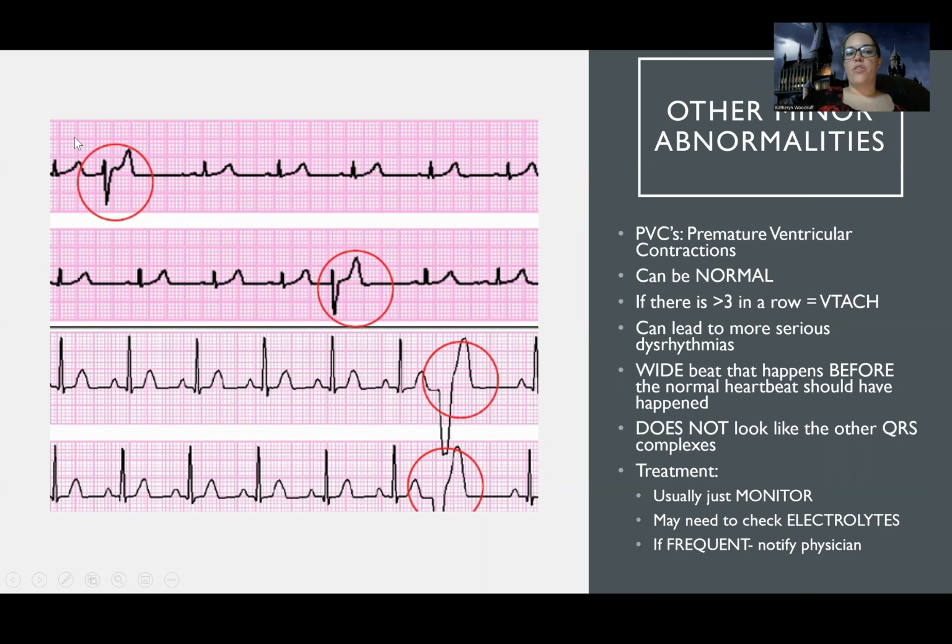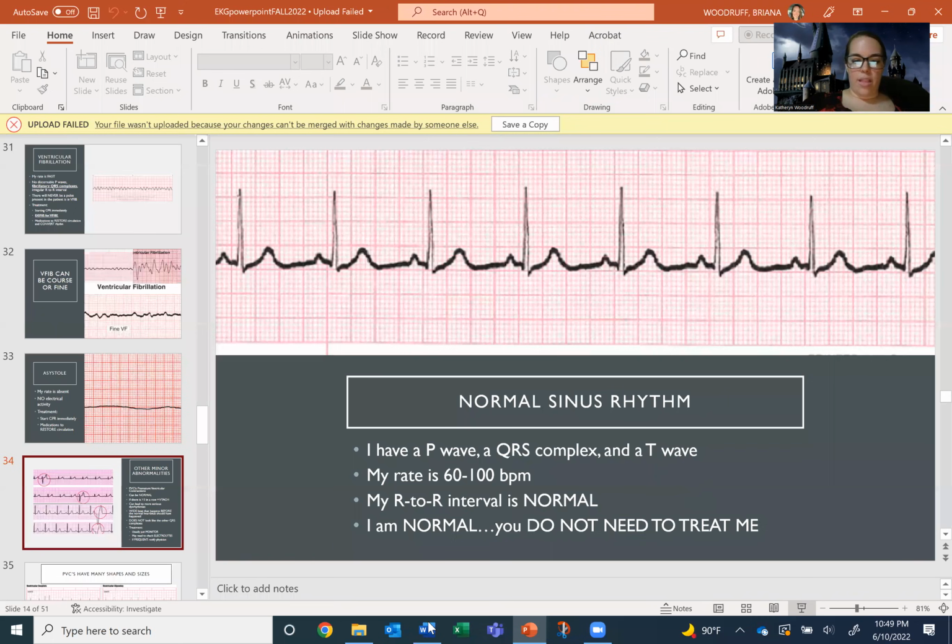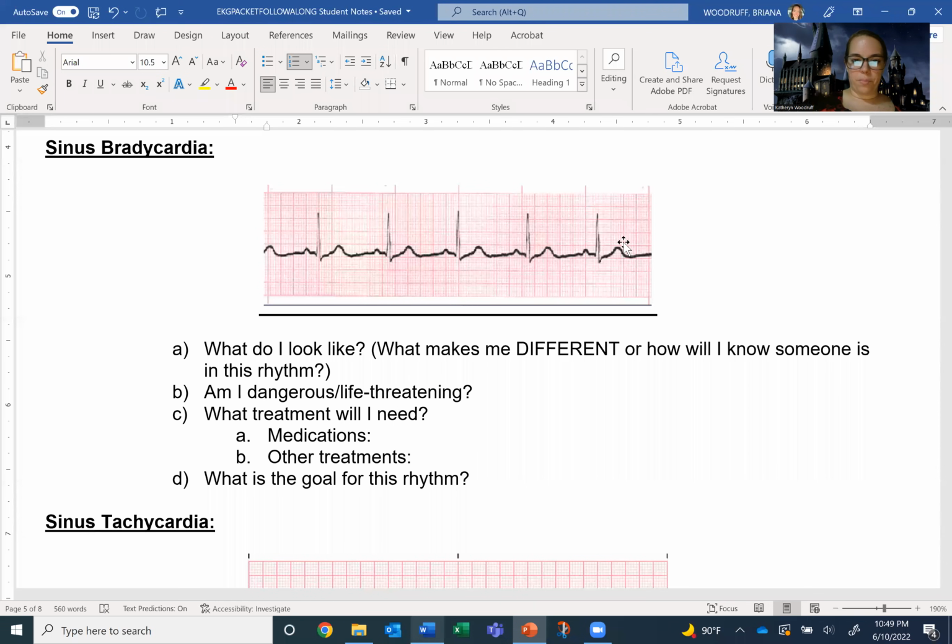And we can always tell that they're different because they're a wide beat. So look at them compared to the other ones. See how they're wide compared to the other ones? They're not going to look like the other QRSs. A lot of times they're going to be in the opposite direction. Most of the time for these, we're just going to monitor them, but we may need to check their electrolytes, because occasional PVCs are okay, frequent PVCs are not okay, just as a heads up. If they're getting frequent, we're going to be worried about their electrolytes or otherwise.